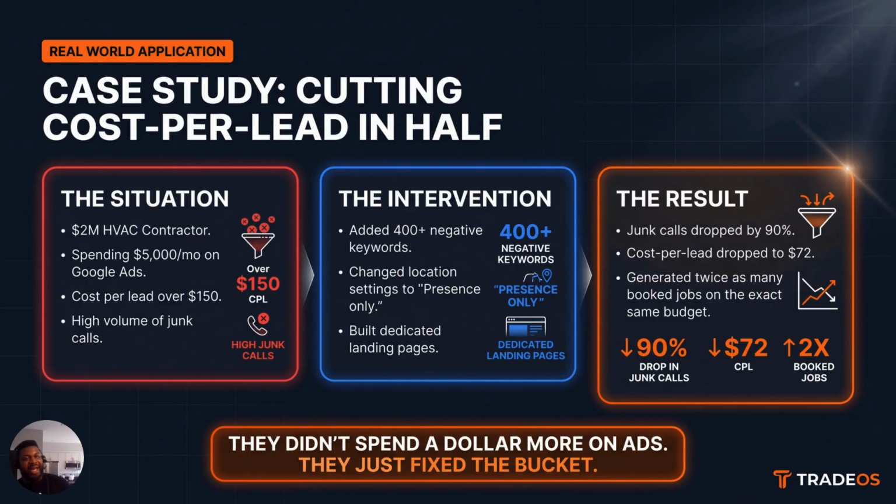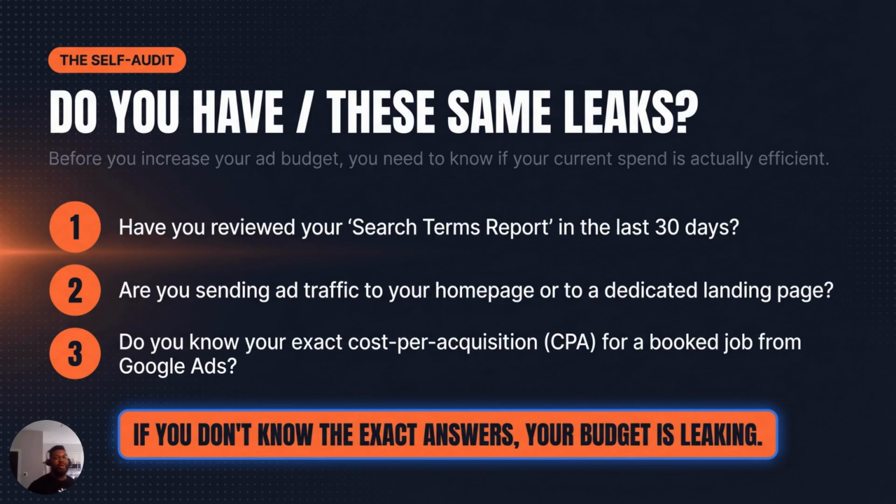So, with all that in mind, I've got to ask, do you have these same leaks, right? Before you increase your ad budget, you need to know if your current spend is actually efficient. So, have you reviewed your search terms report in the last 30 days? Are you currently sending ad traffic to your homepage or to a dedicated landing page? Do you know your exact cost per acquisition for a booked job from Google Ads? And if you don't know the exact answers, there's a likelihood that your revenue is leaking.